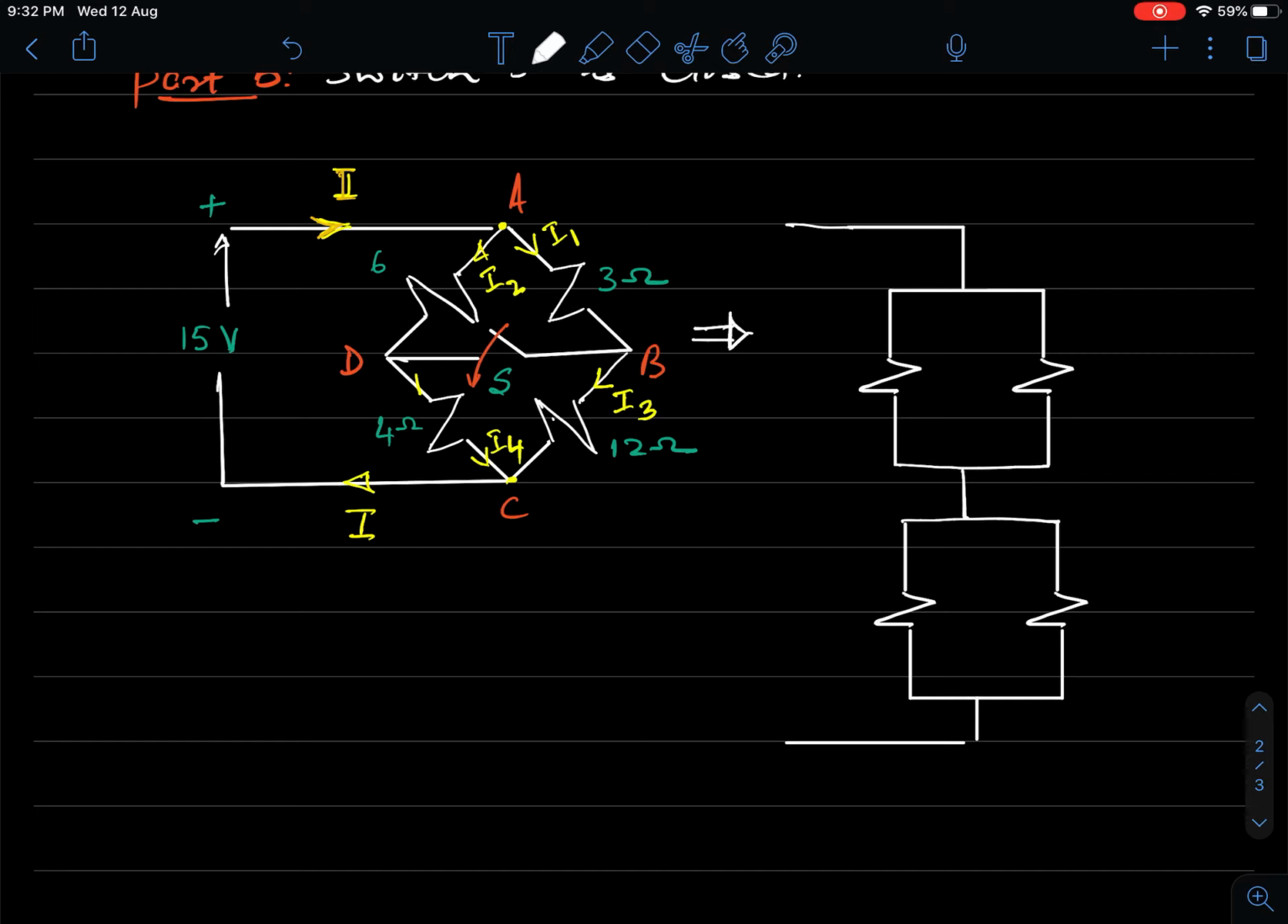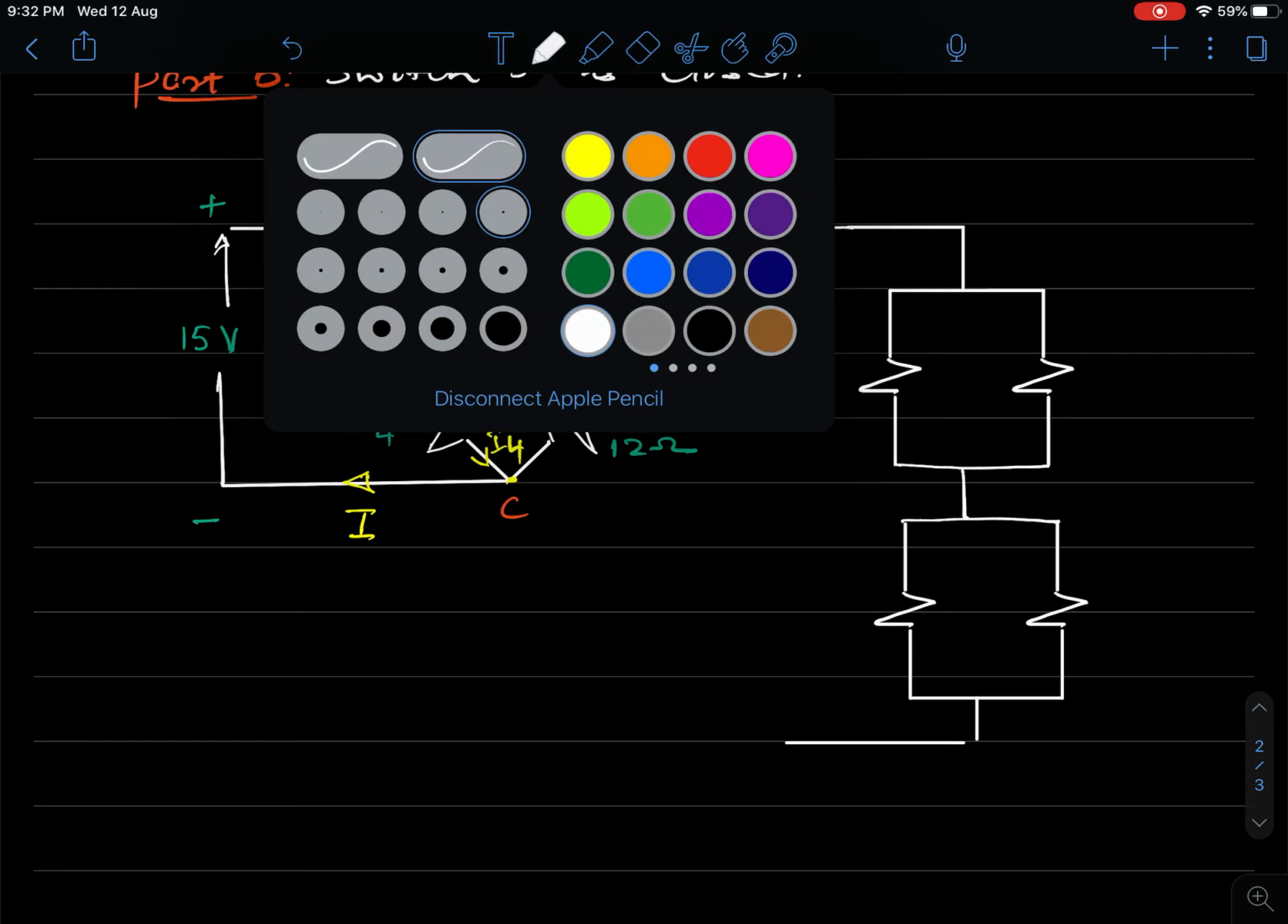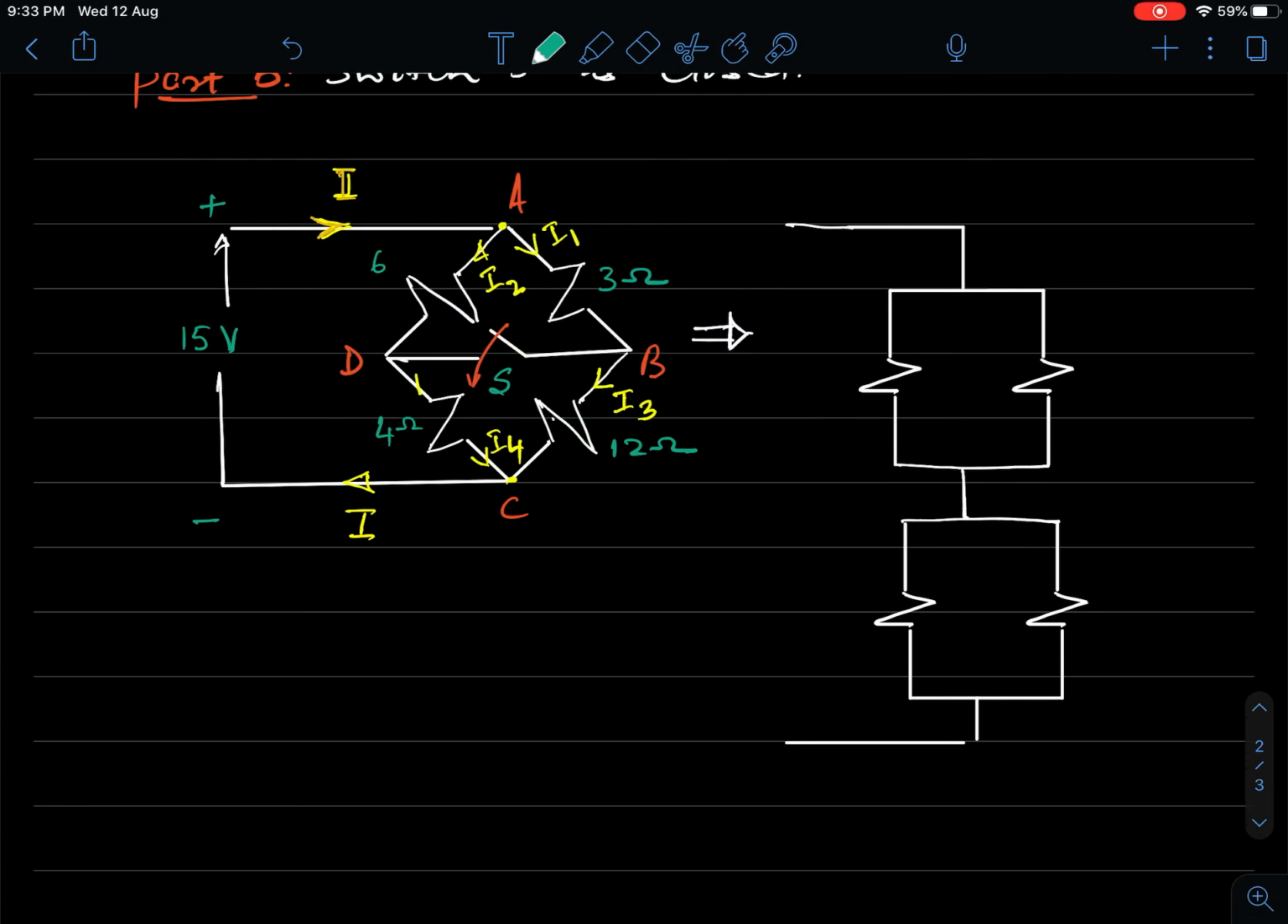I think you will be able to appreciate that the two diagrams are one and the same. This is my 3, this is my 6. I have a 12 ohm here, I have a 4 ohm here. 15 volt is appearing across the combination. This obviously is 15. This is positive. I will take that yellow color so that I can put the currents. So I am calling this current I1, this current I2, this is I3, this is I4. However, the current here is I, so is the current here.